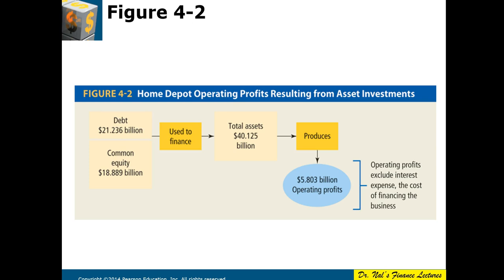Home Depot operating profits result from asset investments. These are also some additional figures that I wanted to share as they relate to what we presented earlier. For instance, we know that we are holding $40 billion worth of assets in Home Depot, and some of it is financed by debt, some of it financed by equity. There's a production going on which generates operating profits ultimately, right?